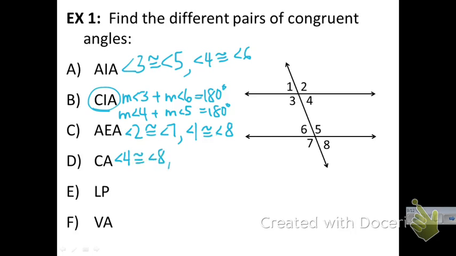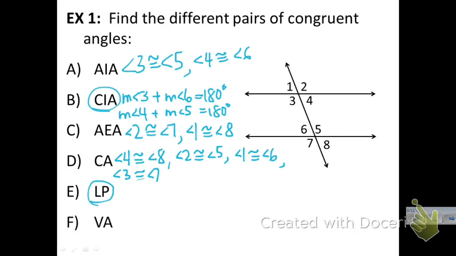There are actually 4 pairs of these. Angle 2 and angle 5. Angle 1 and angle 6. And then the last pair, angle 3 and angle 7.